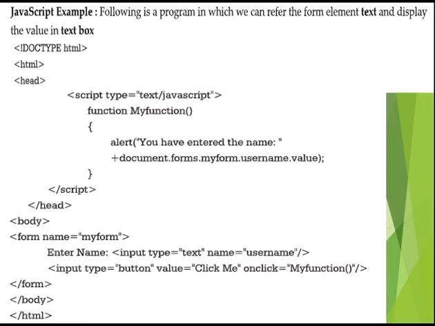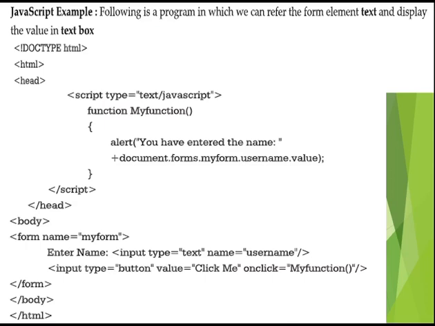Following is a program in which we can refer to a form element text and display the value inside the text box. What we are going to do is take a form, and inside the form we are going to take two components, that is, a text box and a button. On click of the button, we are going to call a function. Whatever we enter in the text box, we will refer to and use for displaying an alert.